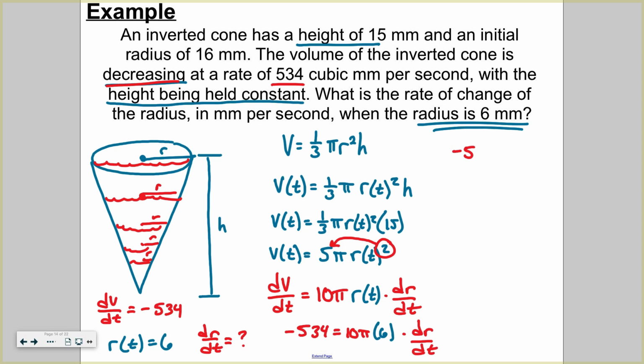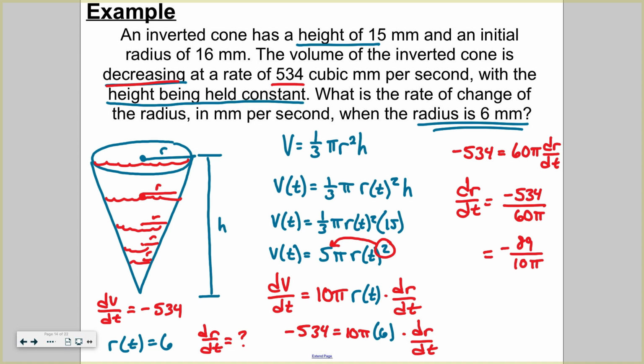Negative 534 is equal to 60 pi dr/dt, which means dr/dt is going to be negative 534 all over 60 pi, which can be simplified down into, let's see, negative 534 divided by 60. That can be simplified down into negative 89 over 10 pi. And this is going to be in millimeters per second.